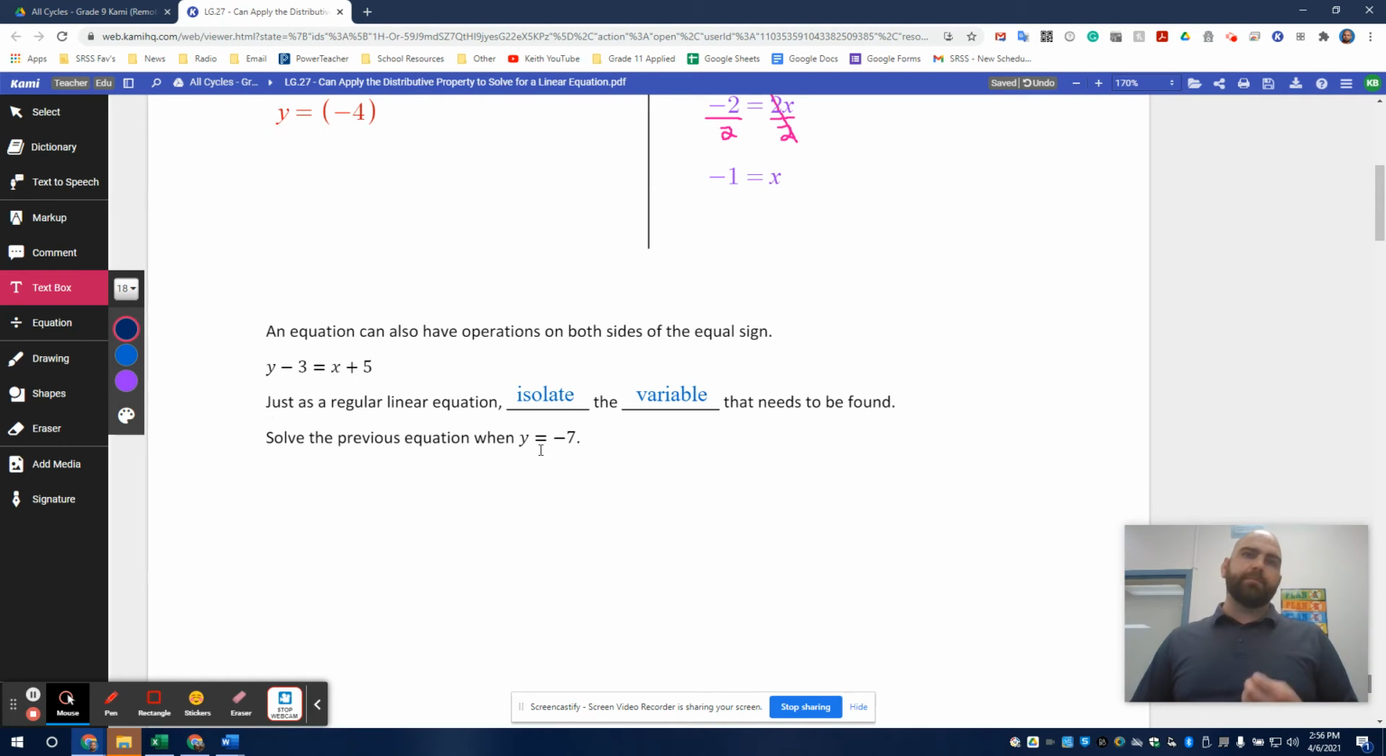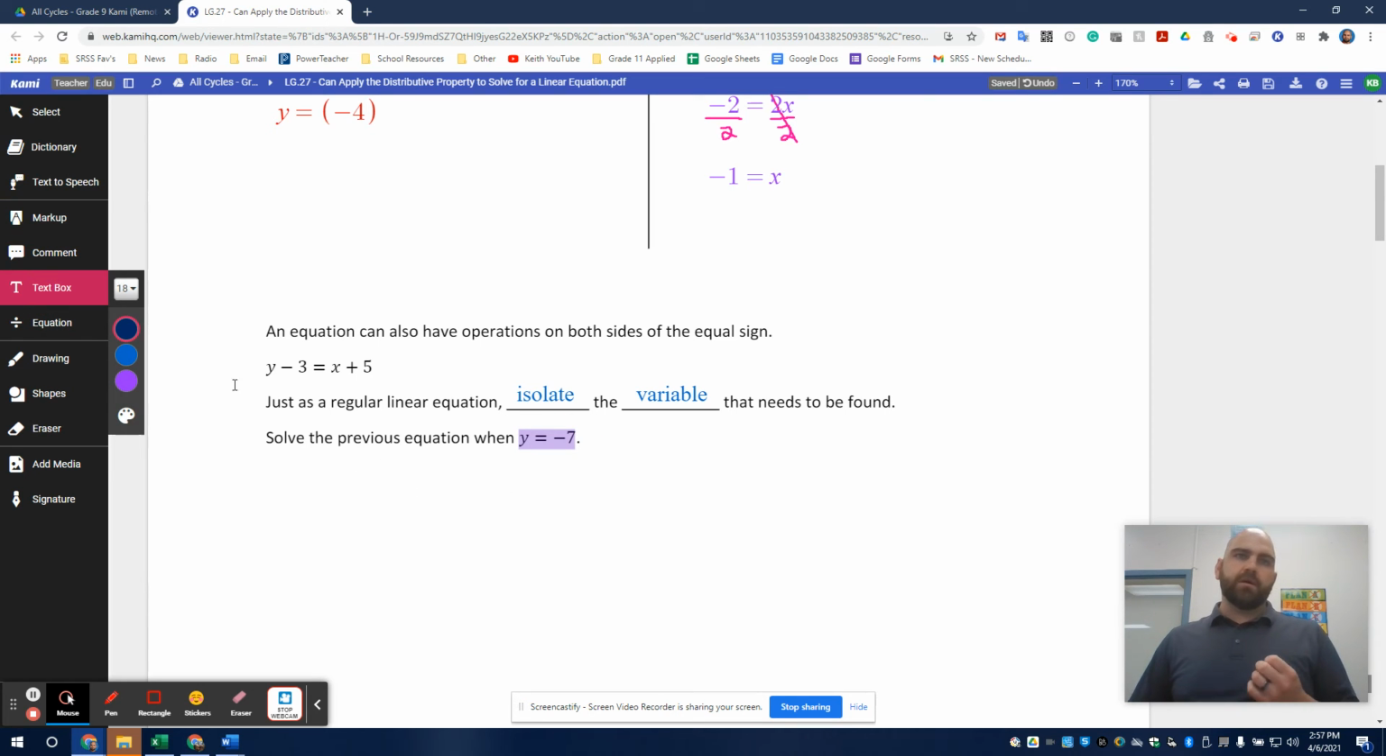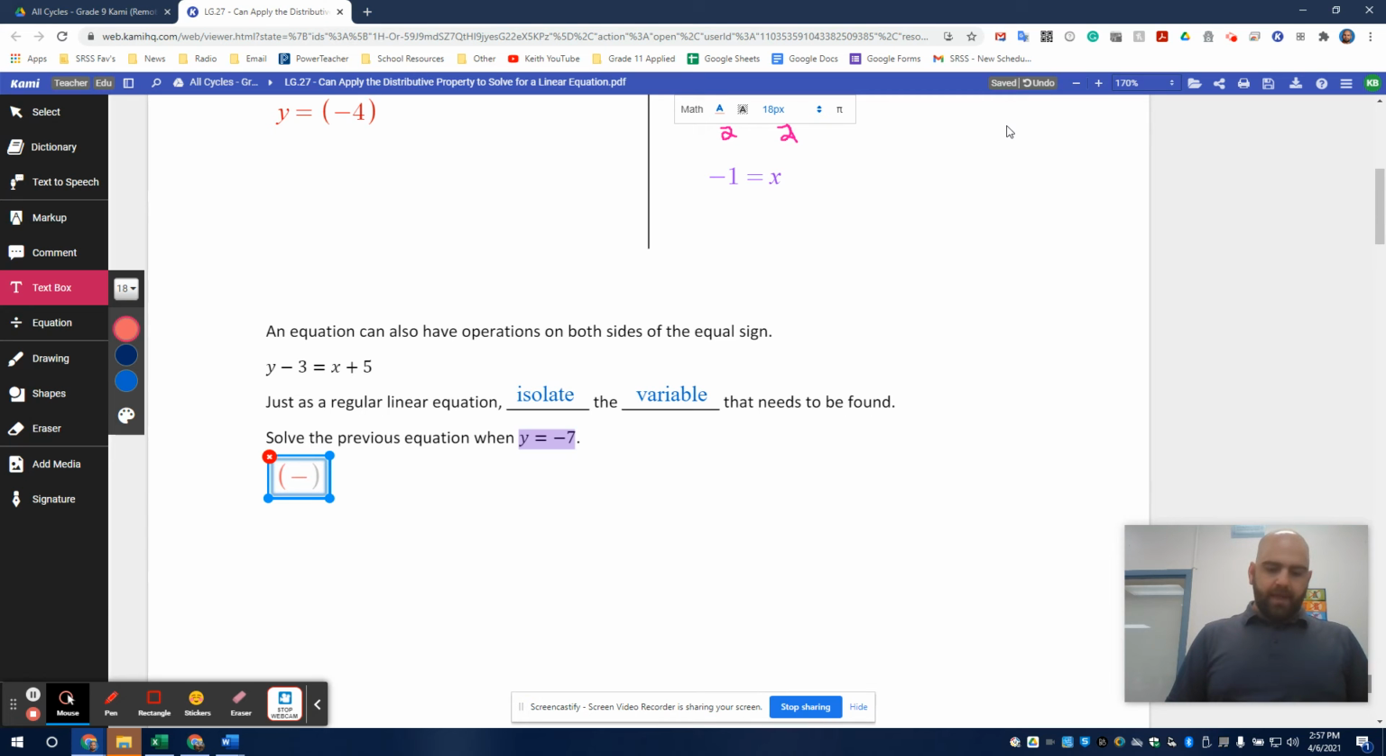We can do that by plugging in the y value that we know. Let's just highlight that there. We know that y is equal to negative 7. And so we are then going to isolate the x to find out what it is. What's the x that's related to negative 7? To do that, we plug the negative 7 in for y. So we're going to have negative 7 minus 3 is equal to x plus 5.